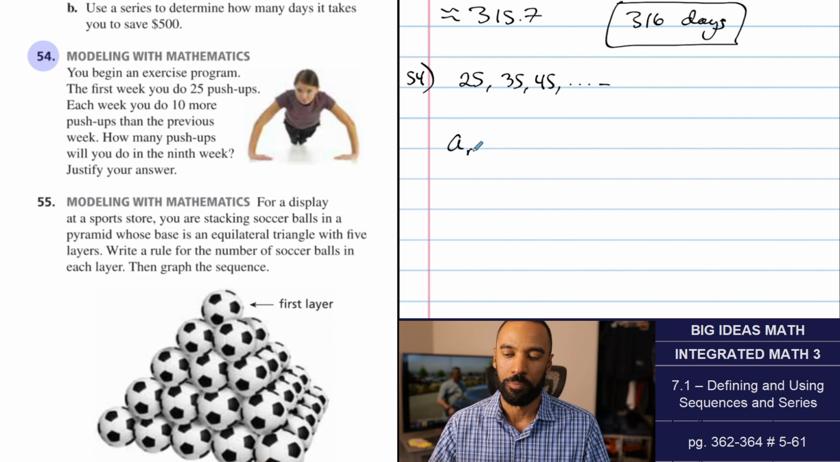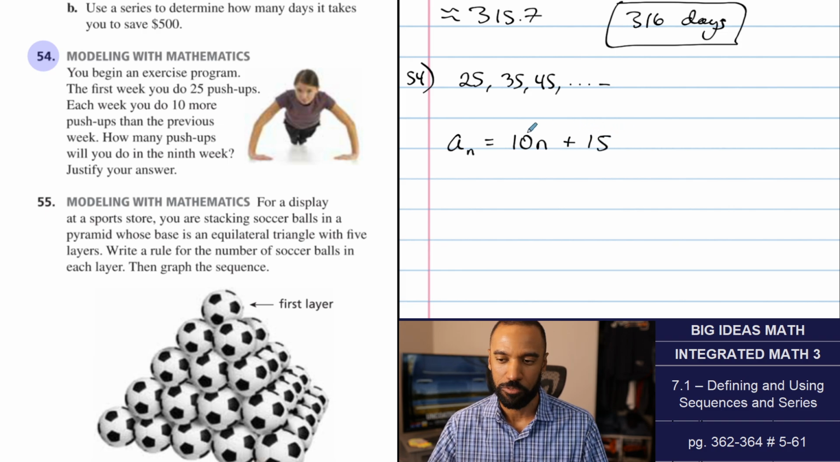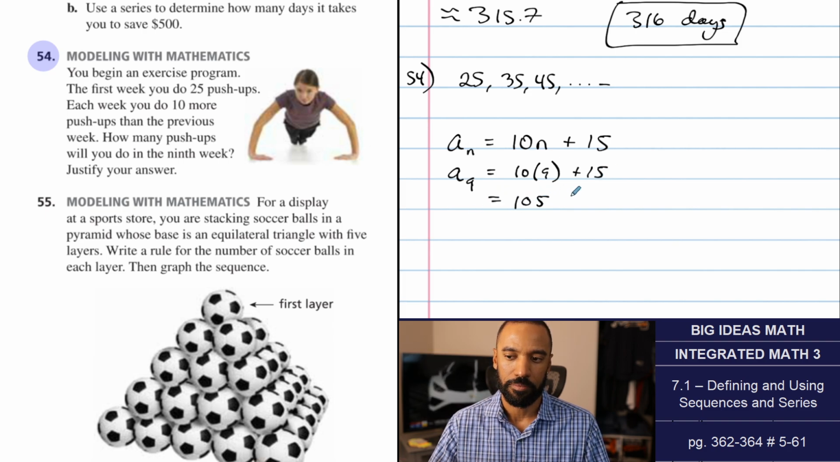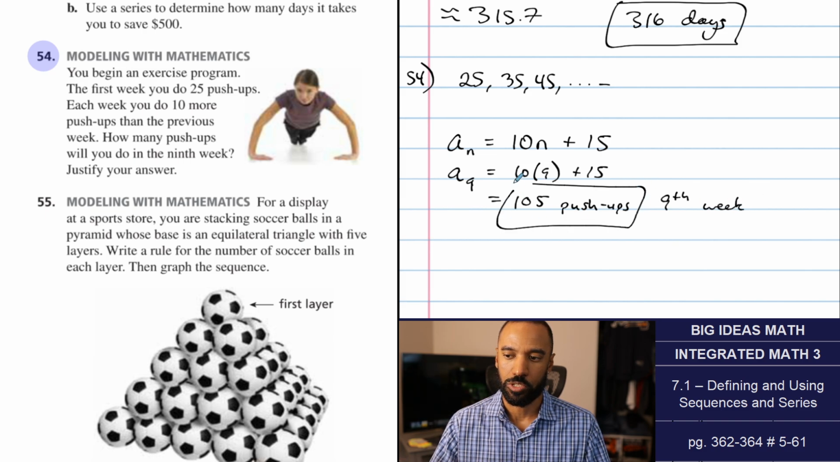So here's my rule. Common difference is 10, and my 0th term would have been 15. You've probably seen that several times from me now. And they say the 9th week. So we substitute 9 into here, and we do 10 times 9 plus 15, which is 90 plus 15, or 105. So 105 push-ups on the 9th week. That's what we're getting there.